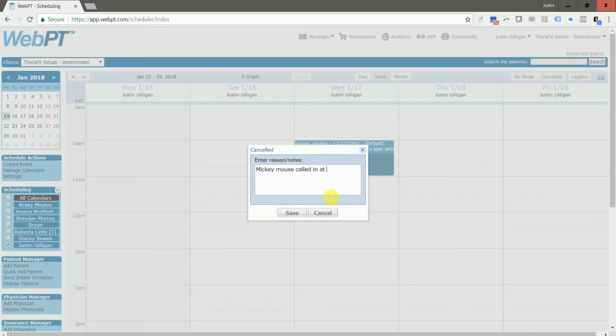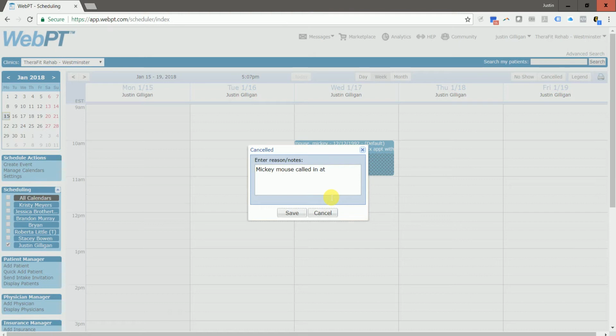So we're not going to be second guessing anything. Mickey Mouse called in at 9:30 to cancel his 10 o'clock appointment, stating that he has back pain and did not want to reschedule. He just wanted to cancel. He agreed to a $50 fee and will be seen 2 times next week.